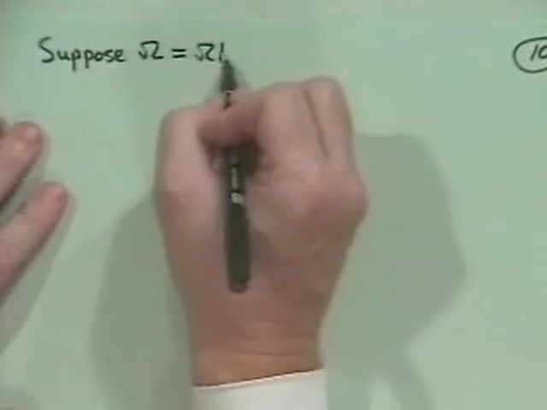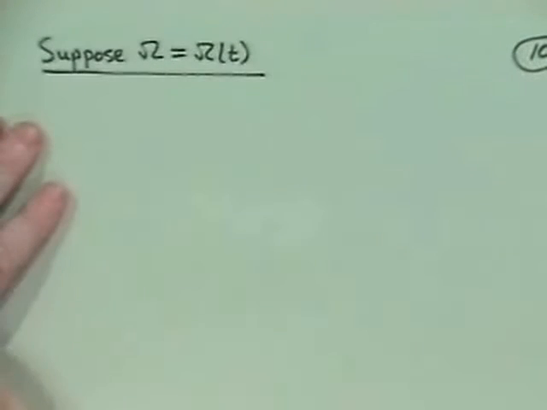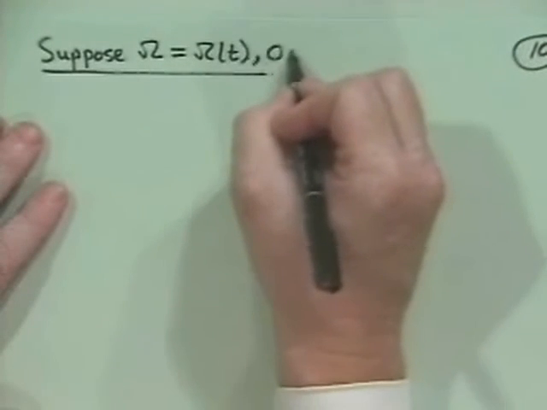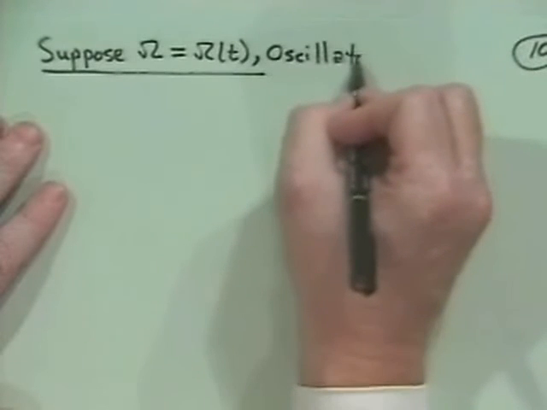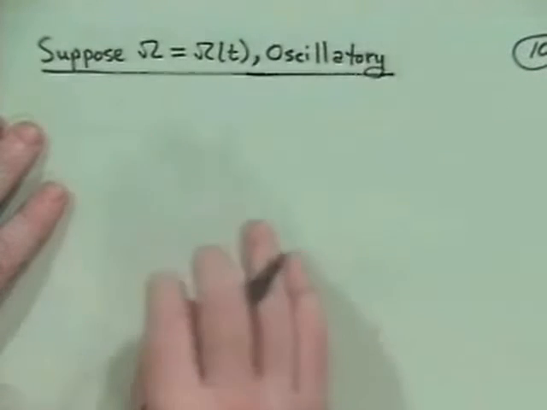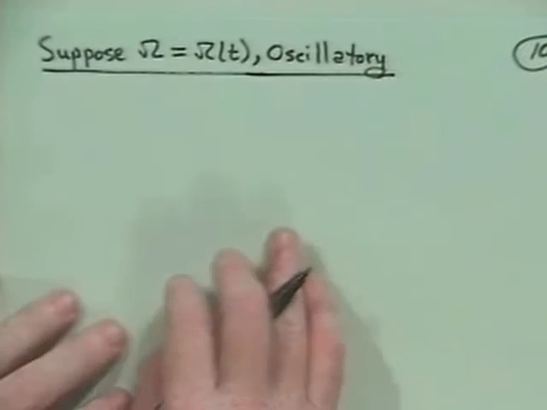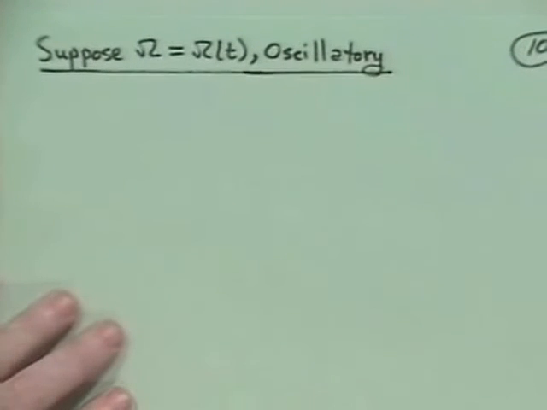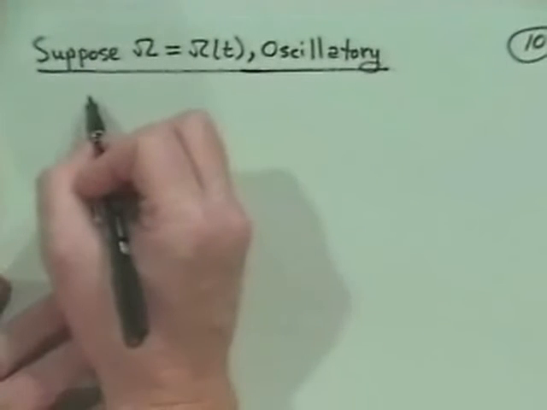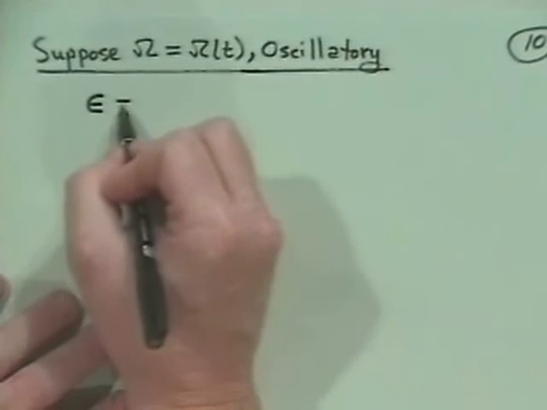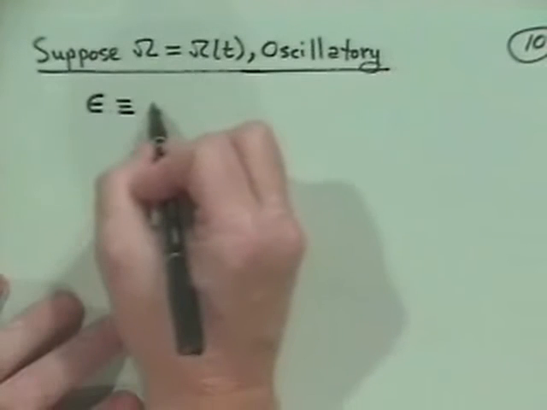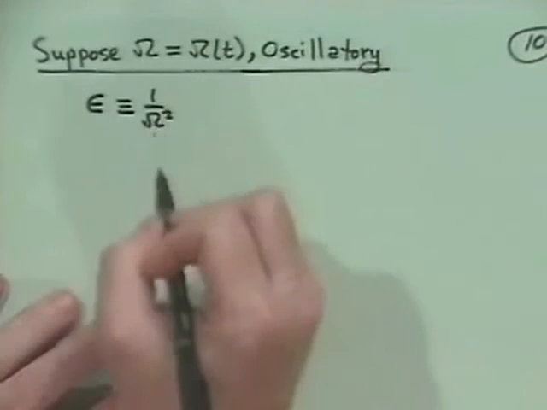So what I want to do is ask the question: suppose omega is equal to some oscillatory function of time. What would happen to our action integral? Again, this is like varying the length of the pendulum. Well, we end up defining a parameter epsilon. Epsilon's always a small parameter, everybody knows that from mathematics.